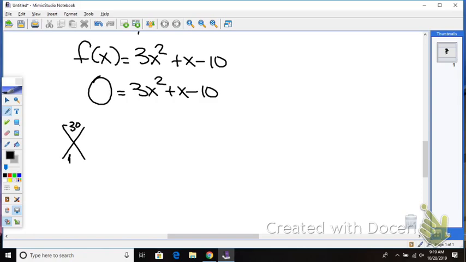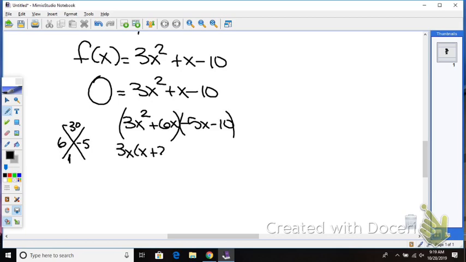Can we do the shortcut with this problem? No, we can't, because the a term is not 1. So my two numbers that multiply to give me -30 but add to give me 1 would be 6 and -5. So I have 3x squared plus 6x minus 5x minus 10. You guys with me? I'm going fast because I'm assuming that we all know how to do this. Take a 3x out, so I get x plus 2. Take a -5 out, so I get x plus 2. So my factors are 3x minus 5 and x plus 2.